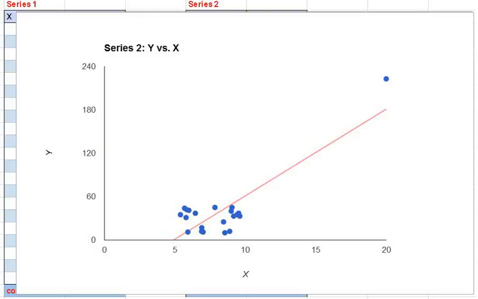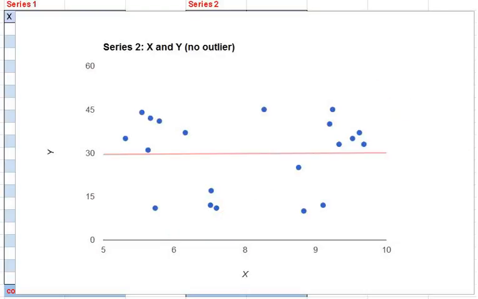Now we can see that this is probably not a good set to rely on, because if we redo the chart but by excluding this outlier, we'll see something very different. So here is Series 2 plotted without the outlier.